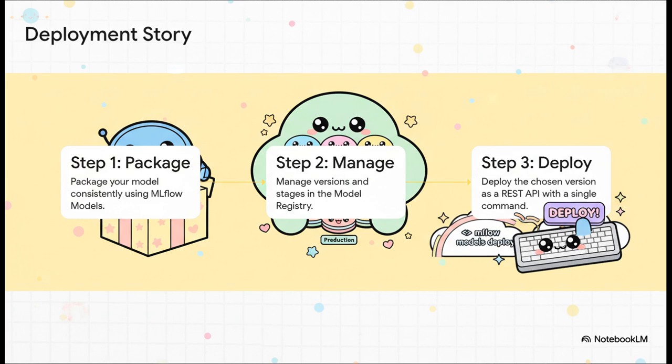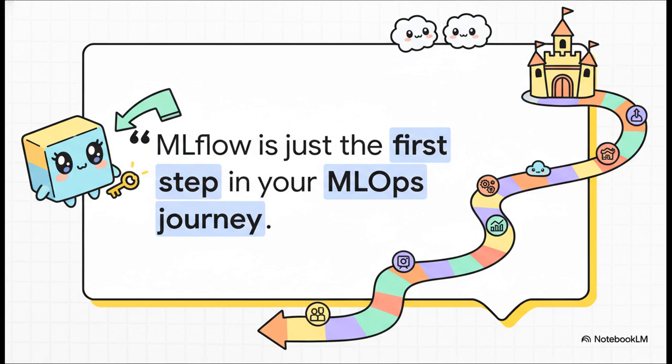So let's put it all together. What does this mean in practice? Well, that path to deployment suddenly goes from being this massive, complex headache to a really clear, manageable process. You use MLflow models to package everything up consistently. Then you manage all the versions and stages in the model registry. And finally, you deploy the exact version you want with a single command. Simple as that.